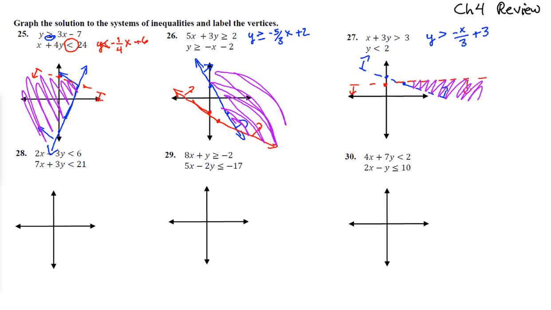Good deal. Number 28. 2x minus 3y is less than 6.